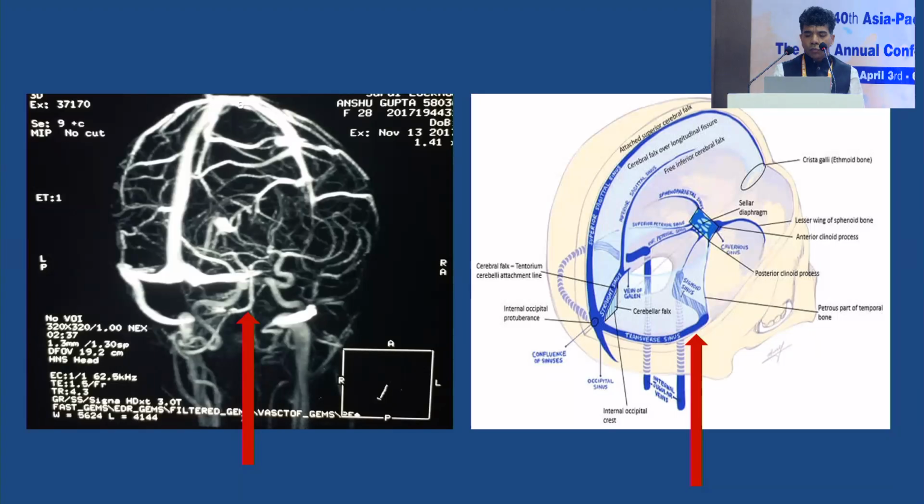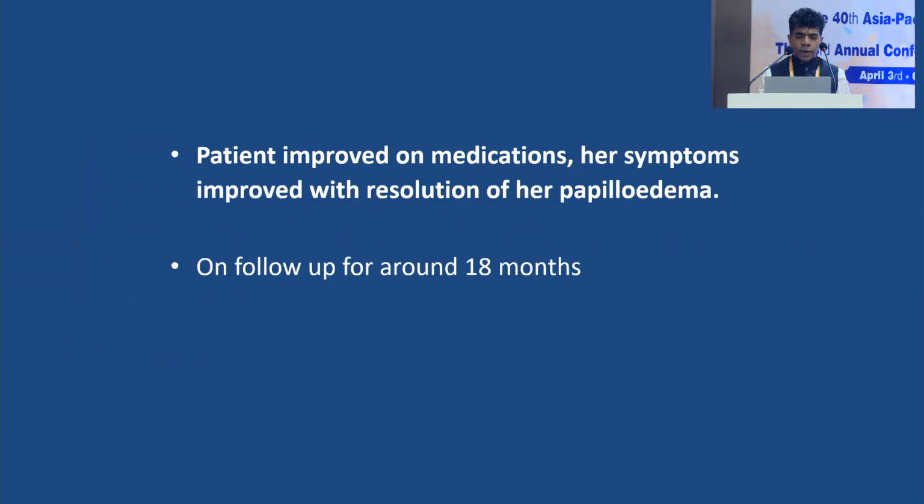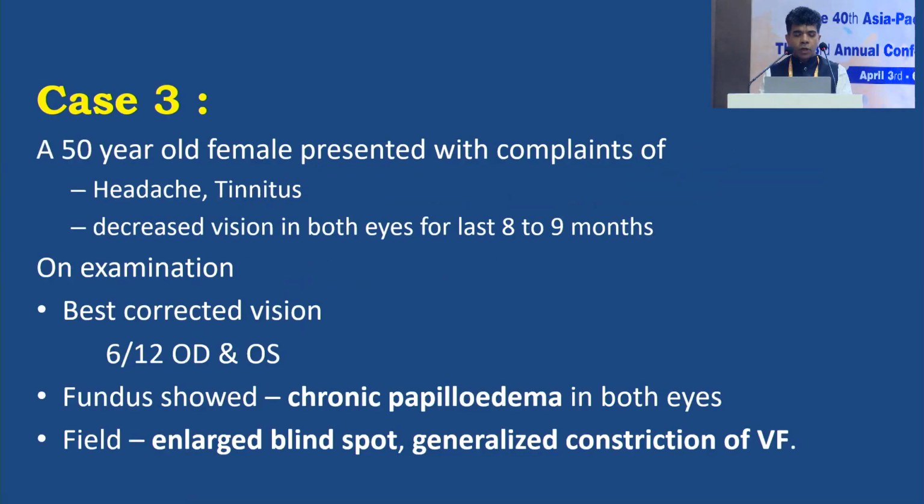So what came out to be? She was investigated for coagulopathy, a 28-year-old female, and she came out to be anticardiolipin syndrome. So considering cerebral venous sinus thrombosis, because of intense headache for 5 to 6 days, that is what was important in the history. She was started on anticoagulant and oral acetazolamide. She improved with all her symptomatology and her papilledema and everything. She was on follow-up for the last 18 months.